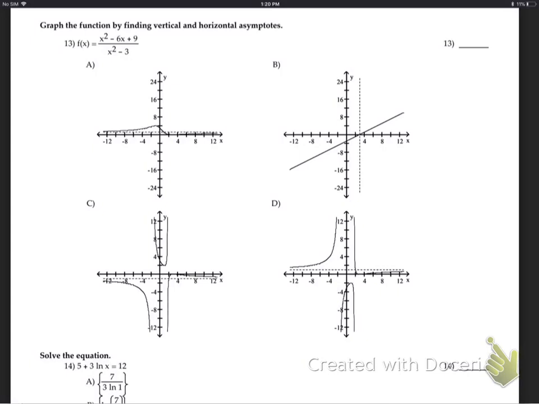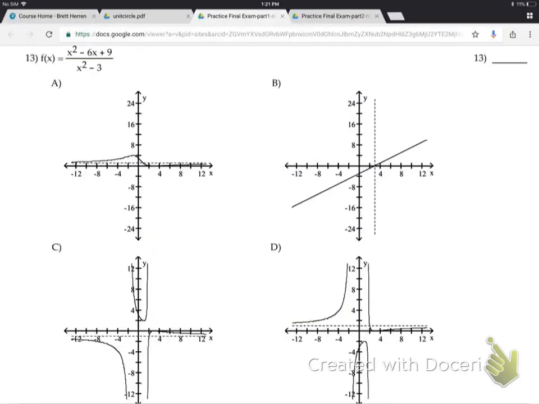So there's the function up there. Can you find the vertical and horizontal asymptotes? So, okay. So graph by finding the vertical and horizontal asymptotes. So let's start with the vertical. So how do you find vertical asymptotes? What makes a vertical? Denominator 0, right? Because it's 0 on the bottom equals 0, so that would be x squared minus 3 equals 0.